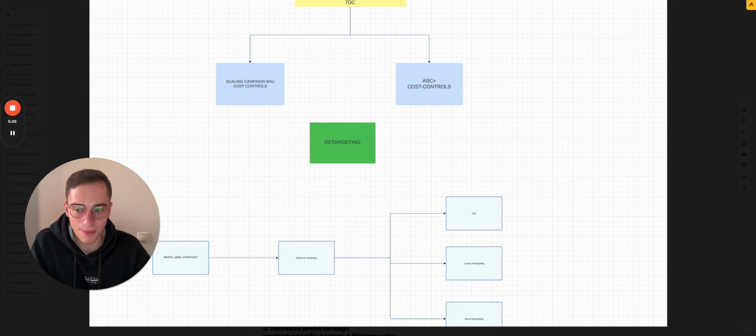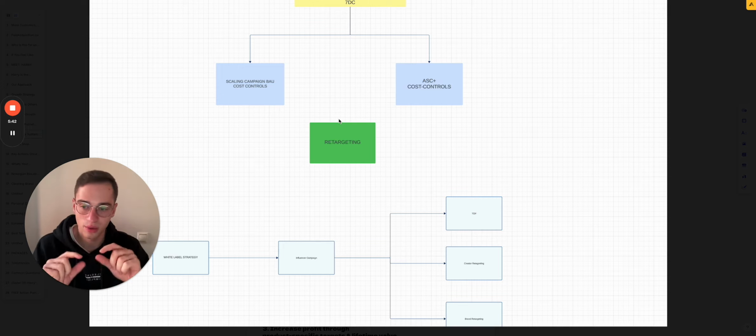And then the other big piece, how we scale efficiently, is through cost controls, guys. Cost controls is the single most important thing, so you avoid spending on creatives that don't work, and most importantly, you can test pretty much as many assets as you want until you find that one winner.